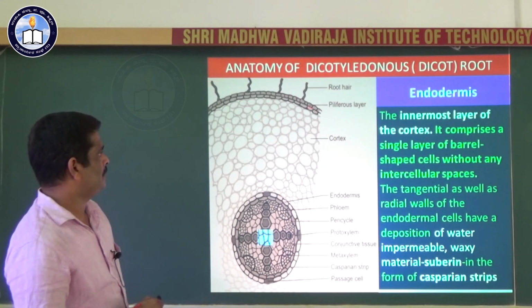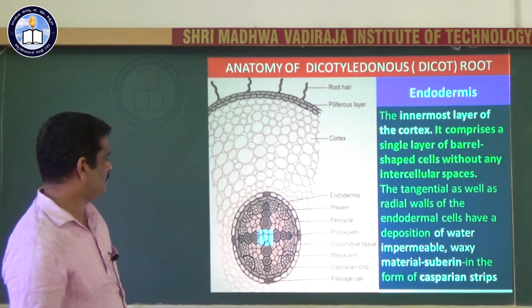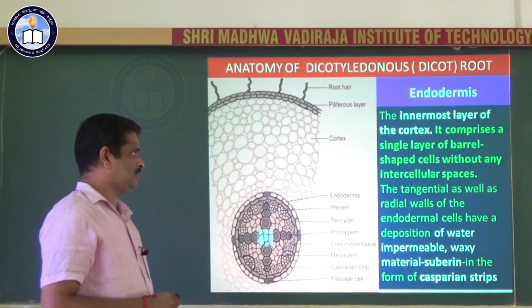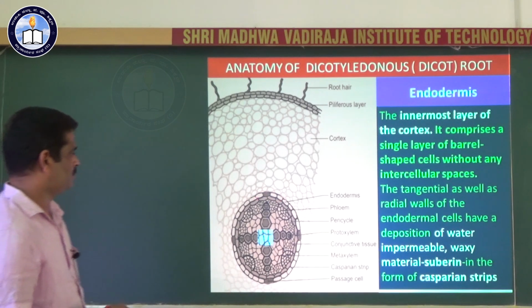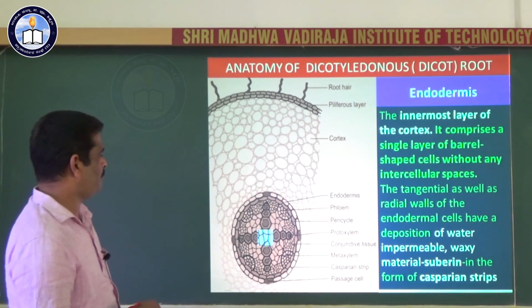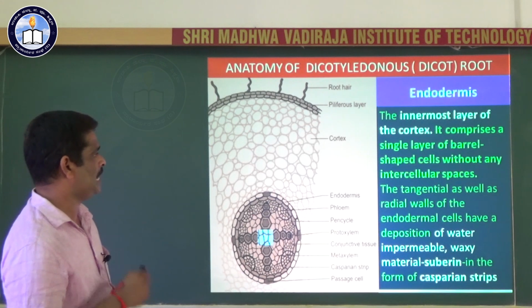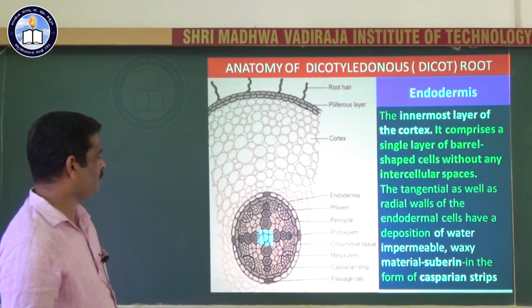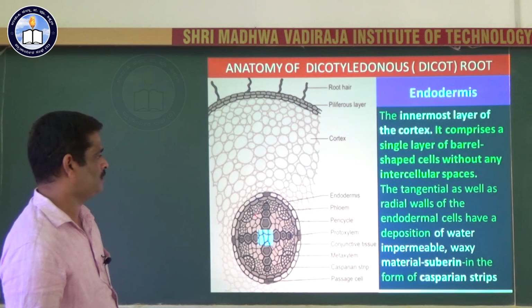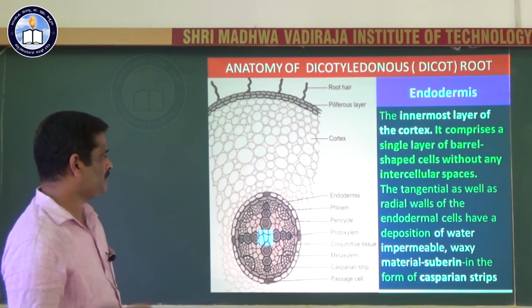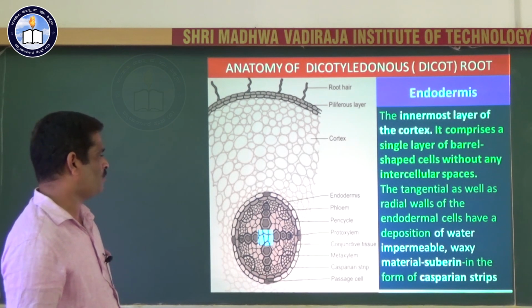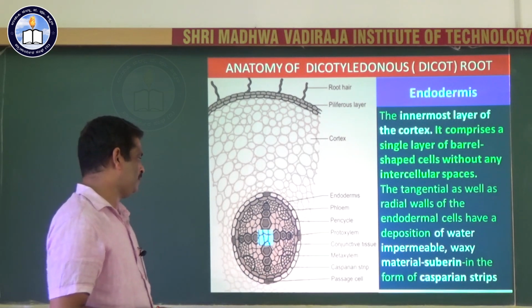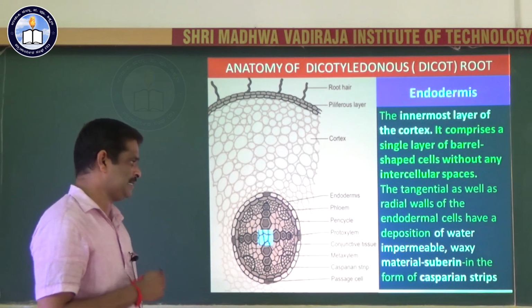After the epiblema comes the cortex, and the innermost layer of the cortex is the endodermis. The endodermis is formed of compactly arranged barrel-shaped cells without intercellular spaces. Here, this is the radial wall and this is the tangential wall. The radial wall as well as the tangential wall of the endodermal cells have a deposition of water impermeable waxy material, that is what we call suberin.